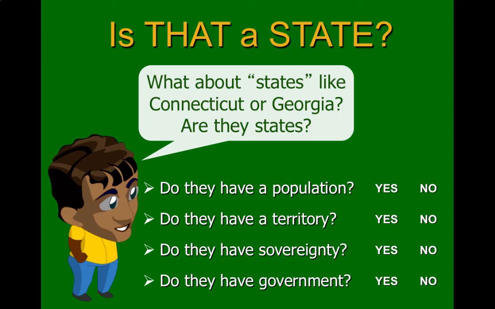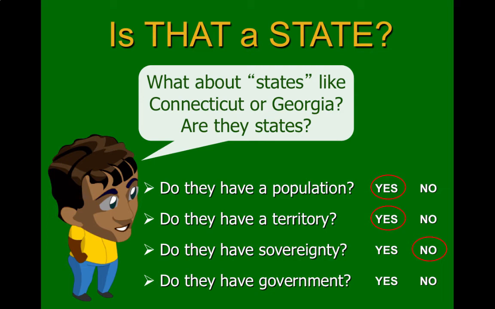And so what about states like Connecticut, Georgia, Indiana would be one of these questions. Is that a state? Do we have population? We absolutely do. Do we have territory? We have territory. Are we sovereign? No. Indiana is not sovereign. The 50 states are not sovereign. So please get this down in your notes because it is critical that you understand a state, and we're talking lowercase, and it's counterintuitive to what you would think it would be.